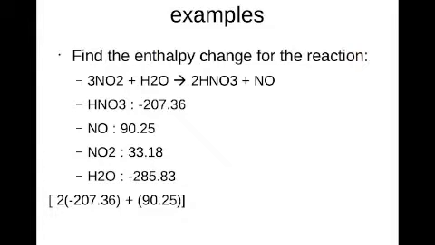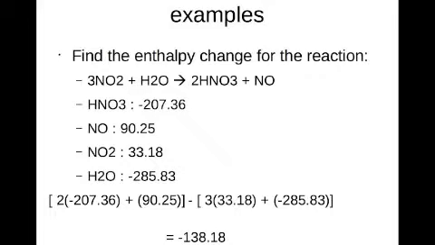First, we have to find the enthalpy change for the products. So you have to pay attention to the coefficients. So 2 times the enthalpy for HNO3 would be 2 times negative 207.36 plus the enthalpy for NO, which is 90.25. From that, you're going to subtract the enthalpy of the reactants. So pay attention to the coefficients again, and it's 3 times 33.18 plus negative 285.83. So once you subtract the reactants from the products, you get negative 138.18.